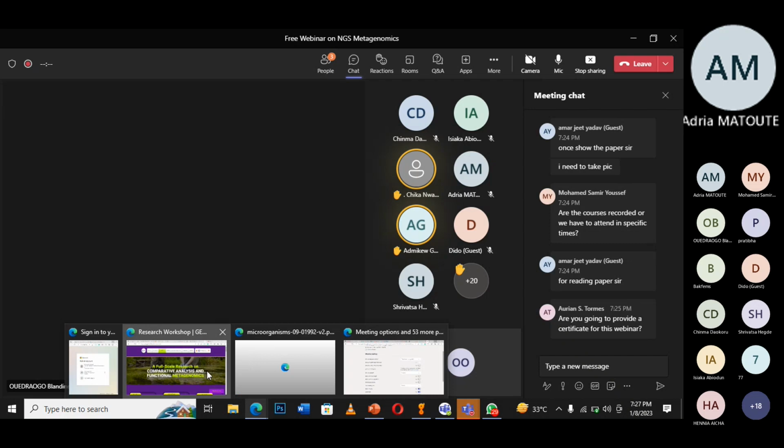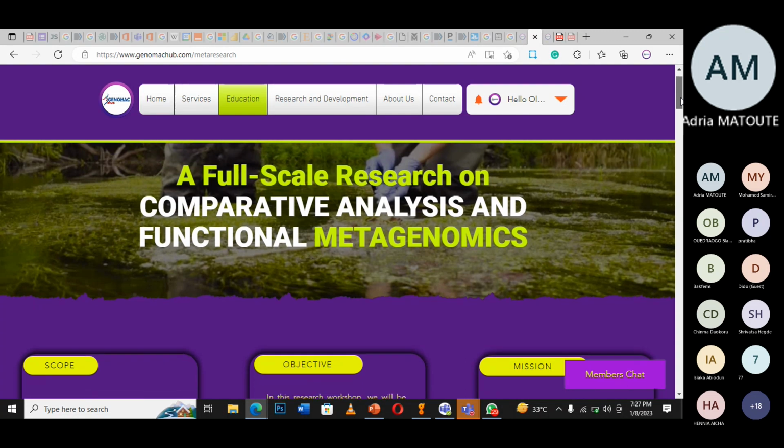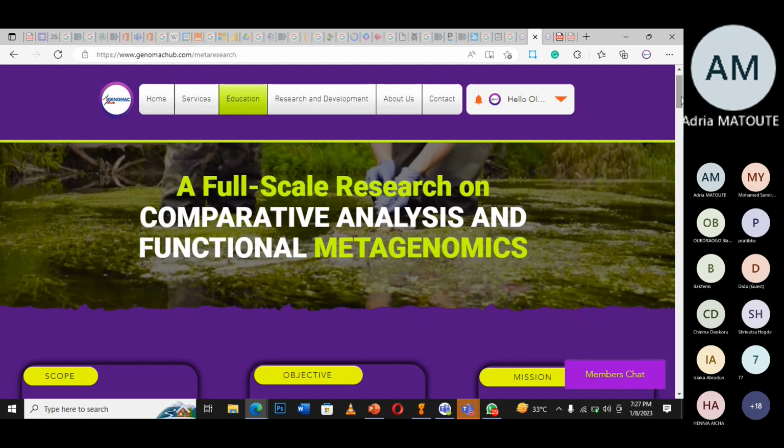So I talked about $120 on. Here it is: a full-scale research on comparative analysis and functional metagenomics. Do you understand? Okay. In the work I did, I also did some things on functional genes. I did some functional specific genes too. Exactly. So it means that you can use your sample to walk through this process. You can use a sample to do the same thing.